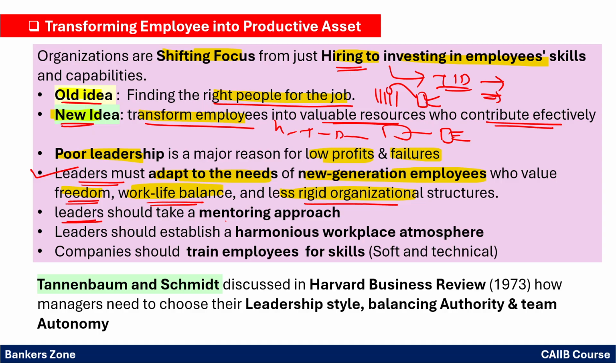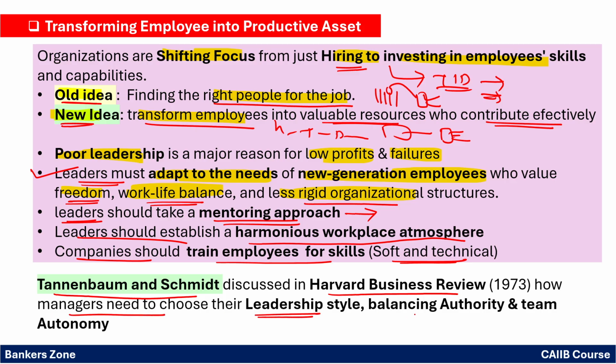Then the leader should take a mentoring approach, meaning he should be able to guide the employees. The leader should establish a harmonious workplace atmosphere, and the company should train the employees in skills, be it soft skills or technical skills. Then one important thing: Tannenbaum and Schmidt discussed in the Harvard Business Review how managers need to choose their leadership style, balancing authority and team autonomy. Very simple: leadership style, authority and autonomy. How leaders choose it is discussed in the Harvard Business Review by Tannenbaum and Schmidt.